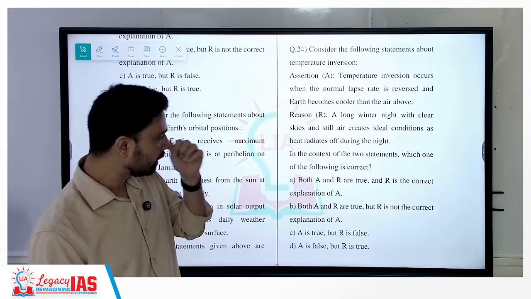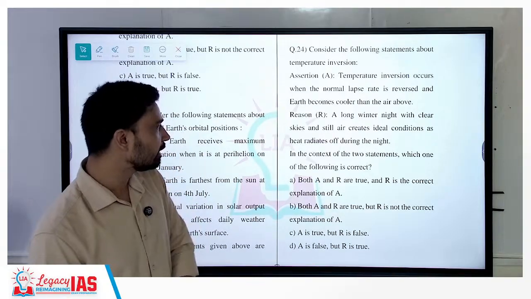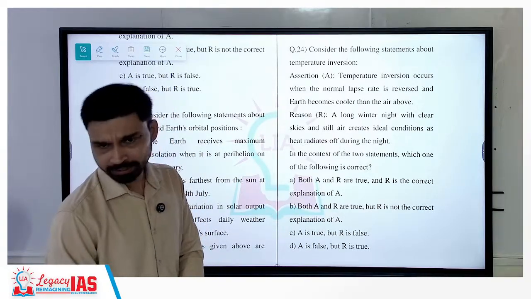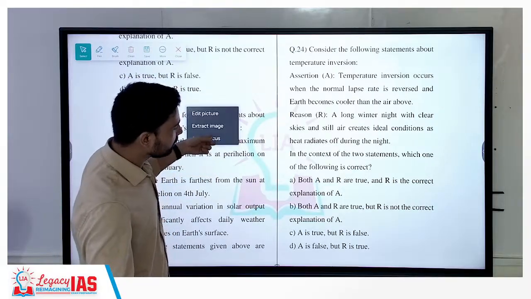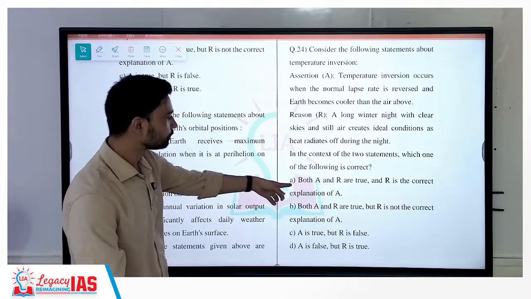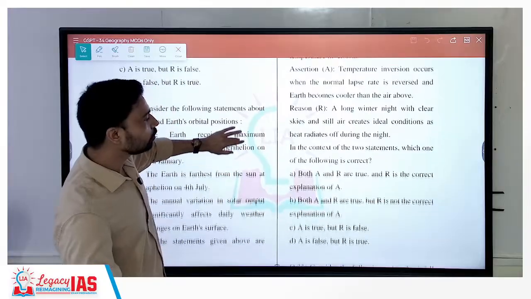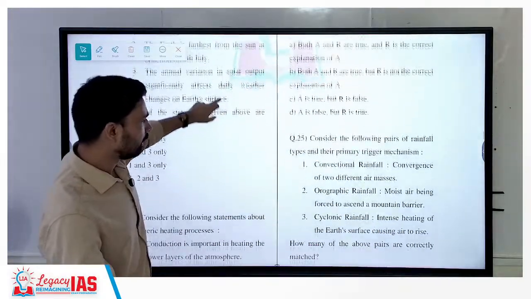Second, a long winter night with clear skies and still air creates ideal conditions as heat radiates off during the night. Okay, so we have discussed the conditions there. We have mentioned 6 conditions. These are one of them. So what is the correct option? A. Both A and R are true, and R is the correct explanation of A.